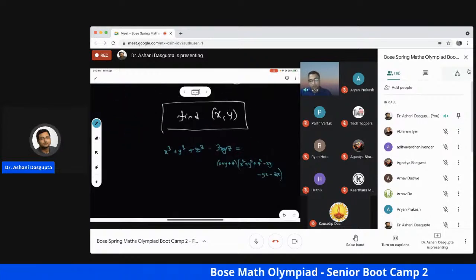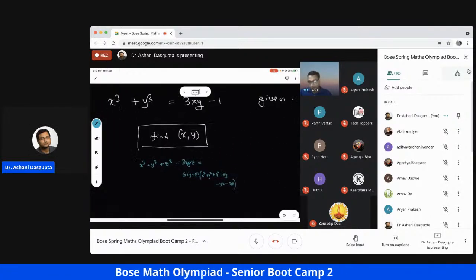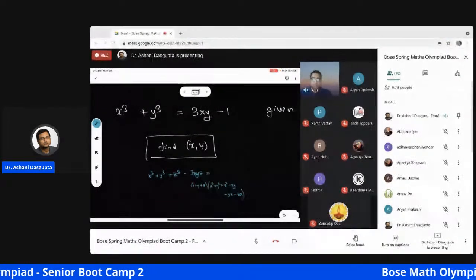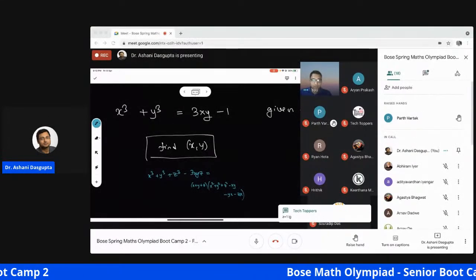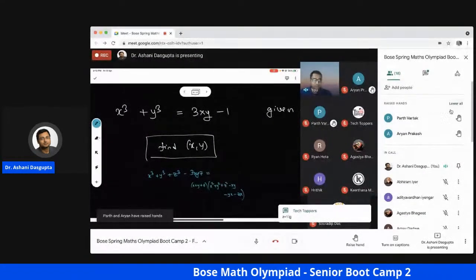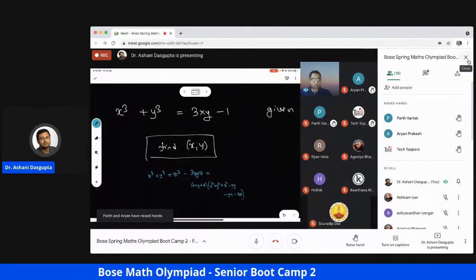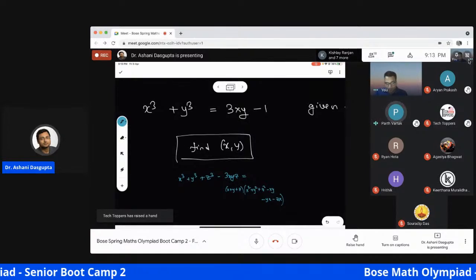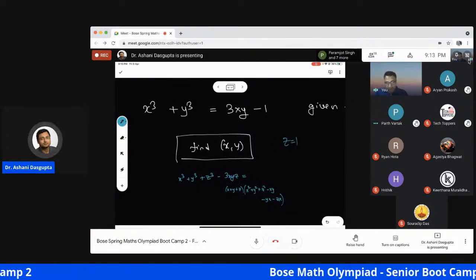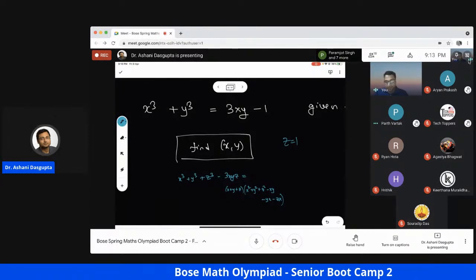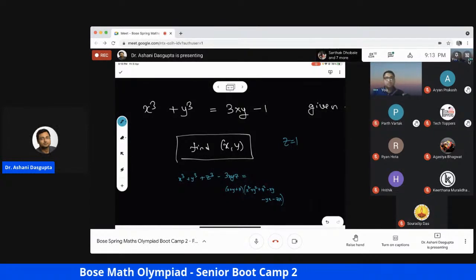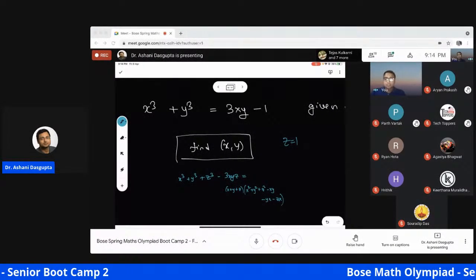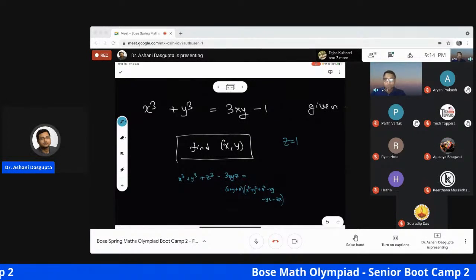So somehow this factorization is related to this equation. Can anyone tell me how it is related? Let me go to Parth Vartak. Go ahead, Parth. You can set z is equal to 1. Let's plug in z is equal to 1. So if z is equal to 1, then would this work?